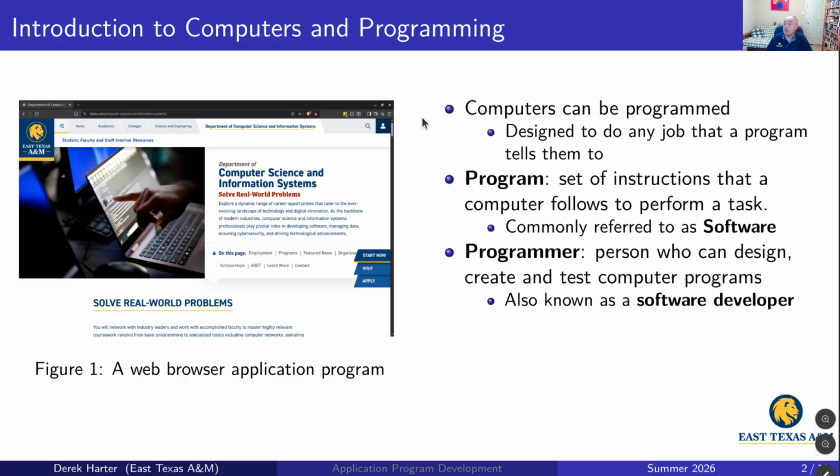A program is a set of instructions that a computer follows to perform some task. We commonly refer to that as software. You're probably familiar with lots of different kinds of application programs that users typically use on computers: web browsers, text editors, video editors, video players, games. Those are all examples of application programs or software that can be written and used by users. The people that create these programs are known as programmers. They're the people who design, create, and test computer software, also known as software developers.